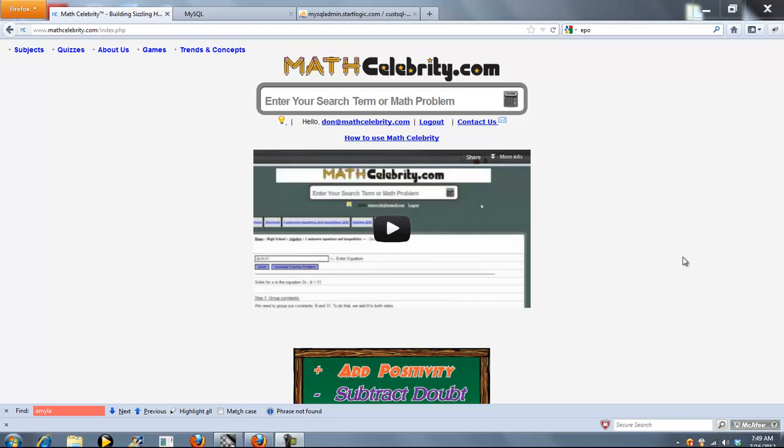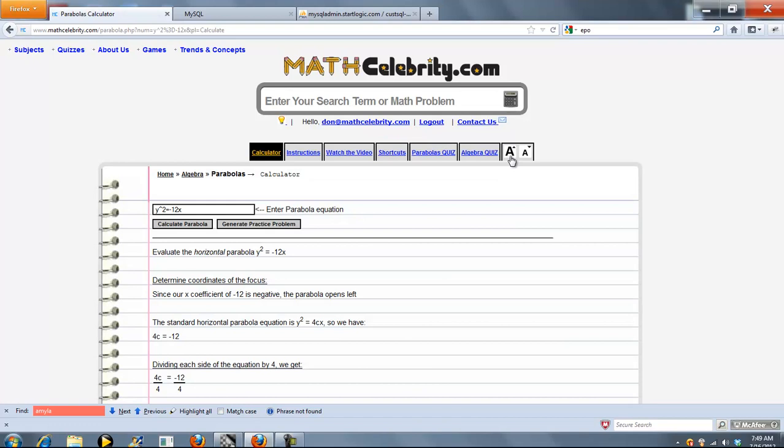This is our parabola calculator for masscelebrity.com. Basically, you just type in your parabola equation. So we'll do an example here, and then I'll show you a few other examples. And when you're ready, you press the calculator or return key.